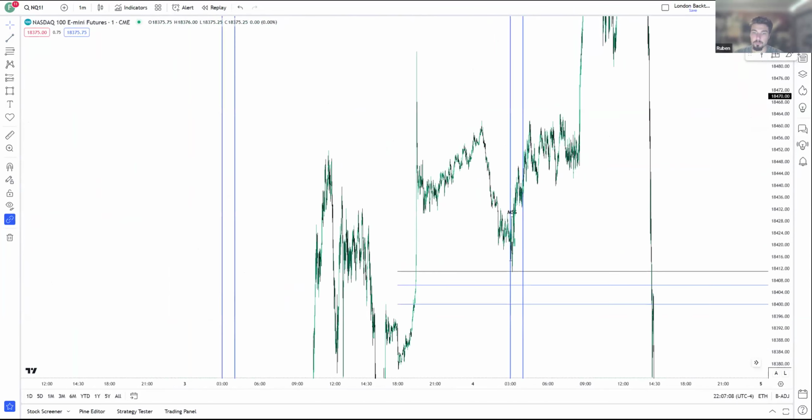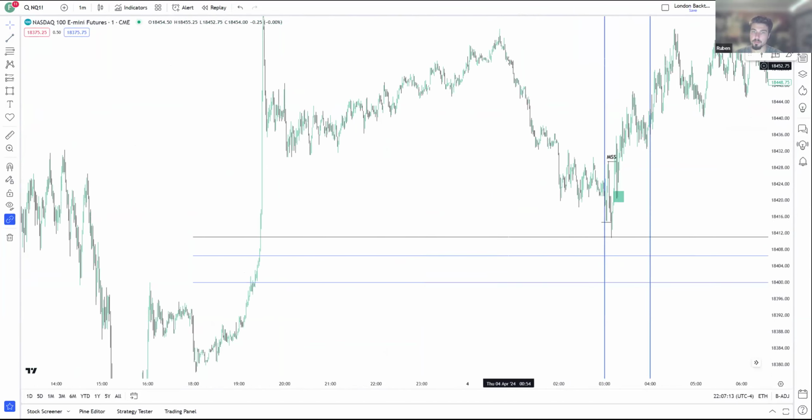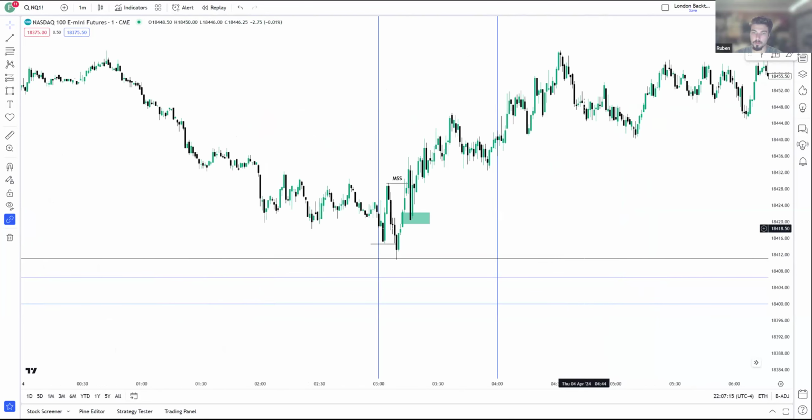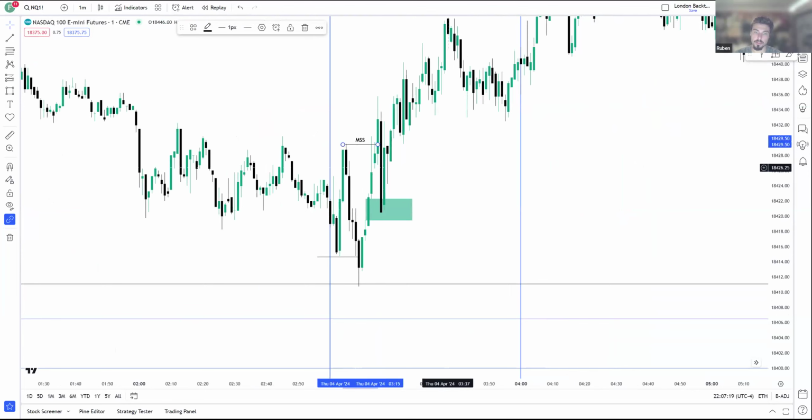Next day, have a look at this one. That there's your silver bullet, right? So price comes down, down, down, down, down. We raid liquidity here, right? This is your raid. This is your market structure shift, and we return back into this bullish gap.